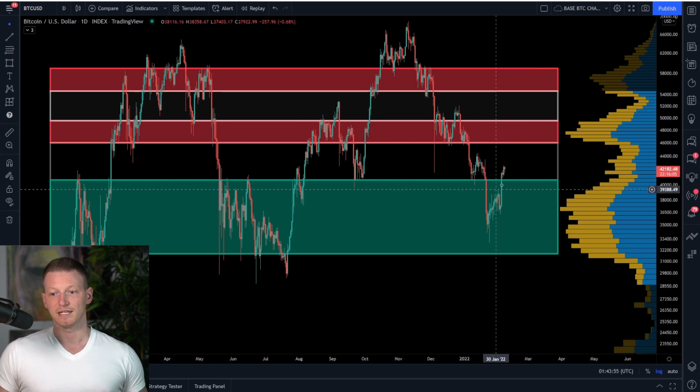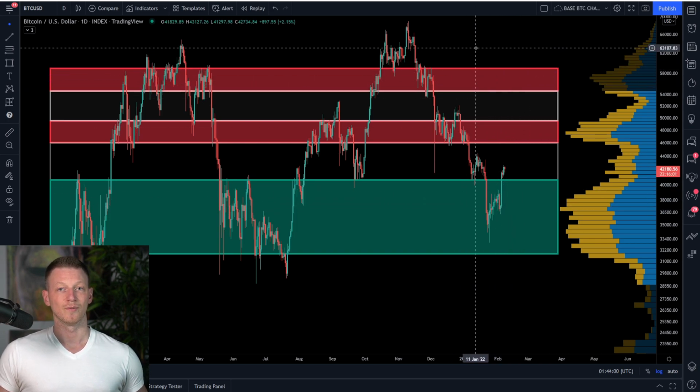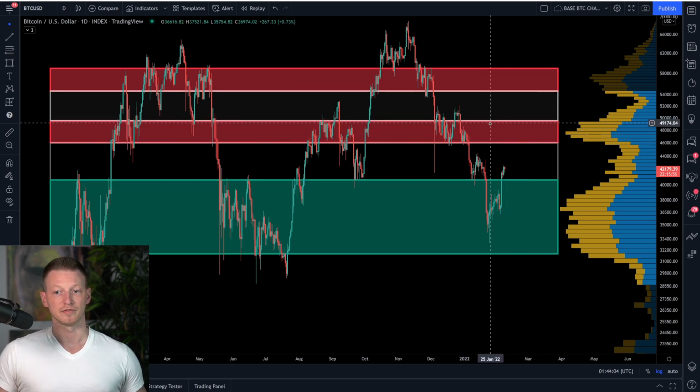And quite frankly, as we're sitting at 42K, we can worry about these levels when we get there. For the time being, we have plenty of checks ahead that we need to get past before we're able to even start thinking about numbers like 60K plus.